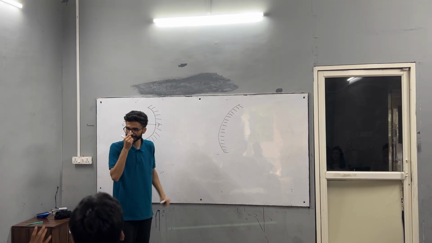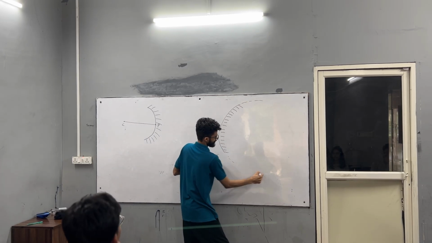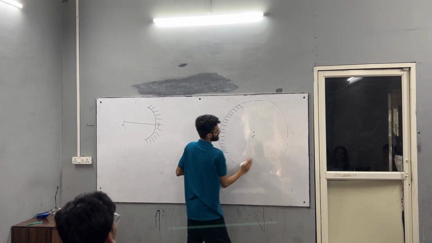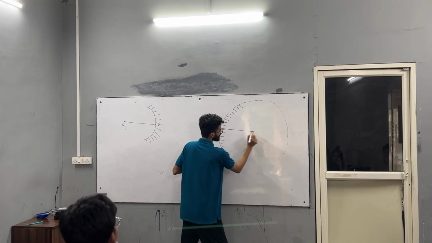Why will it be on the left? Right, sir. See this. Can you see this curve? So its center will lie somewhere over here. This is my geometrical center, the pole of the mirror. Okay?